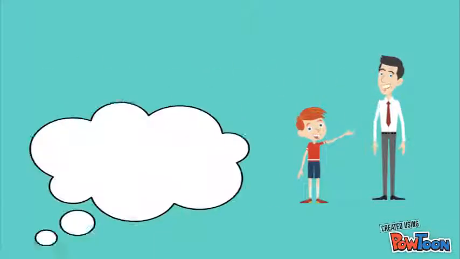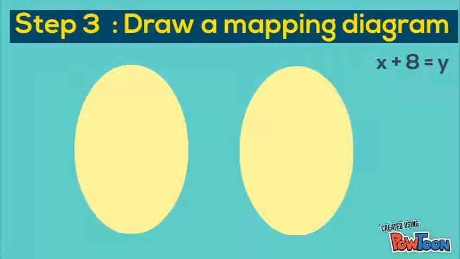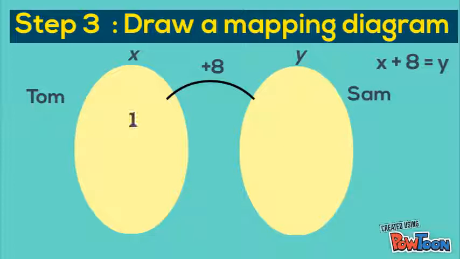Now let's go back to the question. When Sam is 50 years old, how old will Tom be? Let's put this equation into a mapping diagram. The input will be Tom and the output will be Sam, and the operation in between would be plus 8. So when Tom is 1 year old, Sam would be plus 8 of that, which makes it 9.